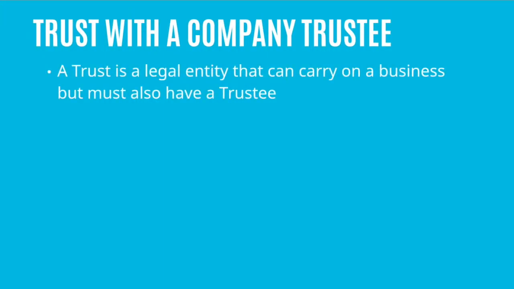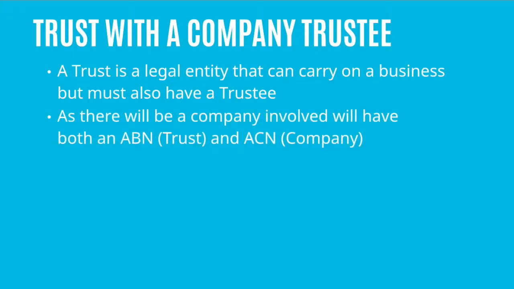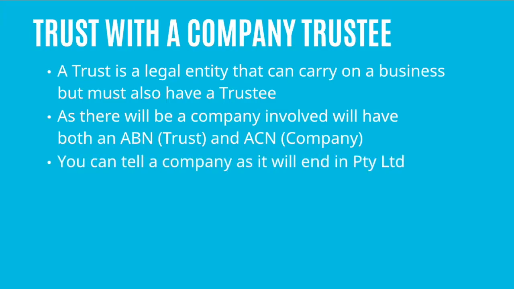A trust is a legal entity that can carry on a business, but it must have a trustee that controls the trust. As there is a company involved, there will be both an ABN for the trust and also an ACN for the company. To confirm, ACN stands for Australian Company Number. You can tell it is a company as it will end in Proprietary Limited or Pty Ltd for short.